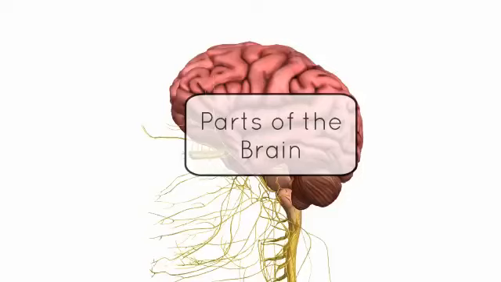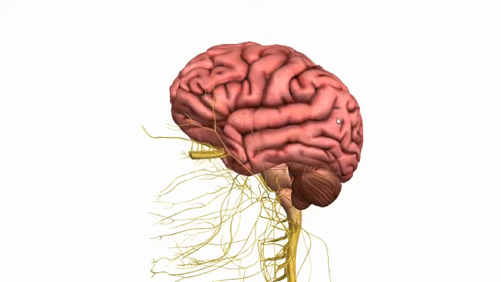Okay, so this is a tutorial on the parts of the brain. This is a basic tutorial and I want to give you an overview of the different parts that make up the brain. There's not going to be huge amounts of detail here, but this is just a tutorial to orientate yourself with regard to structures of the brain. We'll start off by looking at the brainstem.